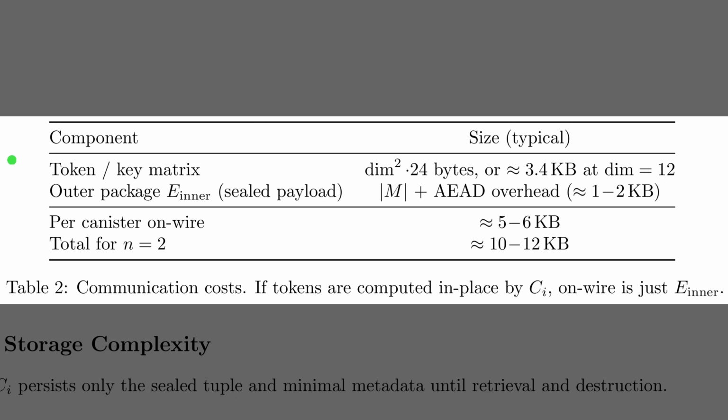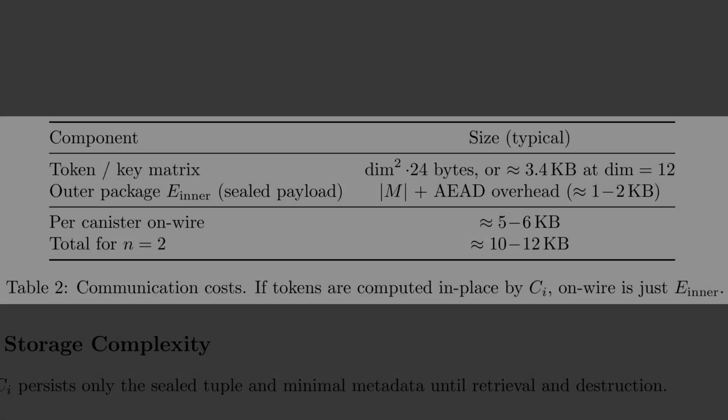Well, having established the trust model, Table 2 now breaks down the communication costs. The first row lists the token or key matrix, which requires about 3.4 kilobytes at dimension 12. Below that, the sealed payload adds minimal bulk, typically just 1 or 2 kilobytes for encryption overhead. This means, as shown in the bottom rows, that the total on-wire data per canister stays around 5 to 6 kilobytes, ensuring the protocol remains lightweight.